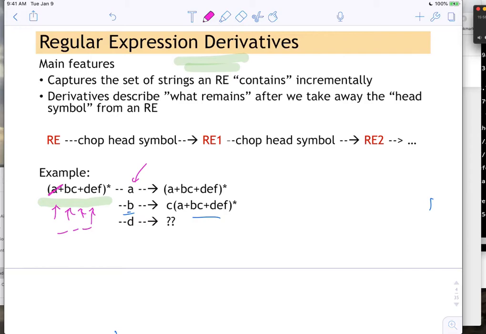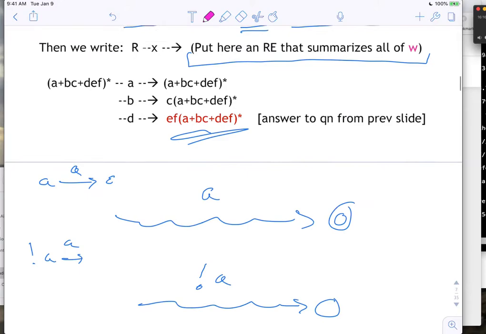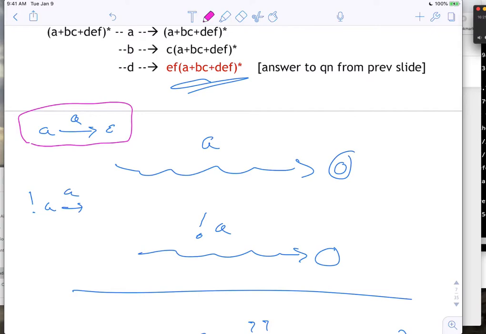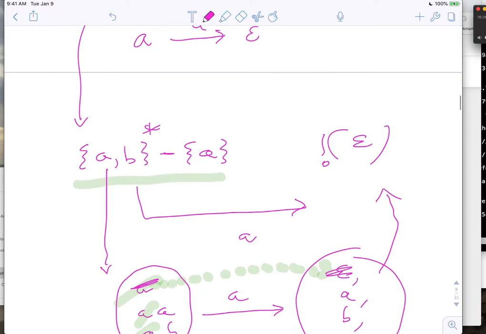If I were to take B and derive with respect to B, what remains is this C, which is here, and then another copy of this. All that is good. So now we were looking at how to treat negation as an exercise. We looked at the positive form. Deriving A with respect to A results in epsilon. Now deriving negation of A. Let me write it again.